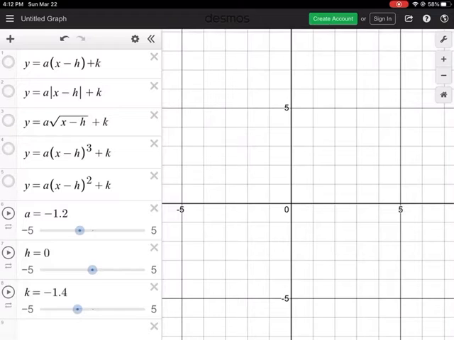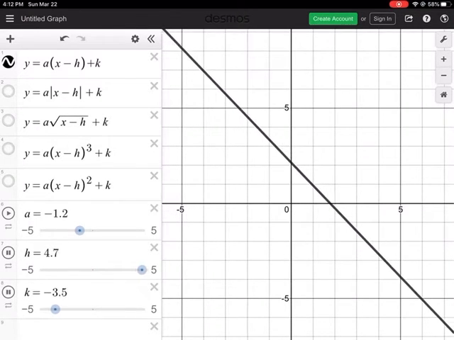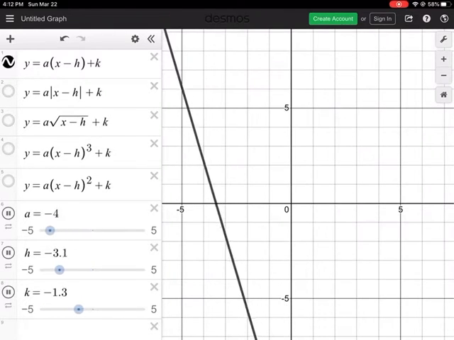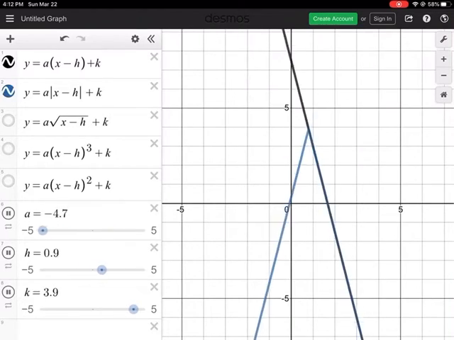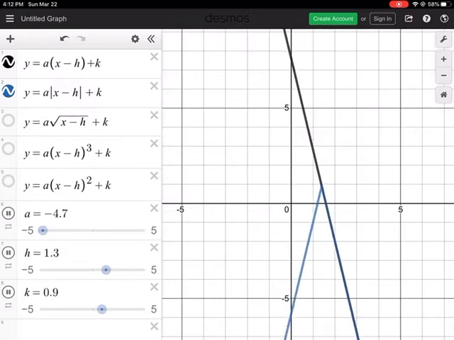And then earlier this year, we studied the line. The line you can actually move up and down, left and right, and make it steeper and not as steep in a similar fashion to all of the other graphs. So now if we look at a couple of the graphs, there's the line and the absolute value.